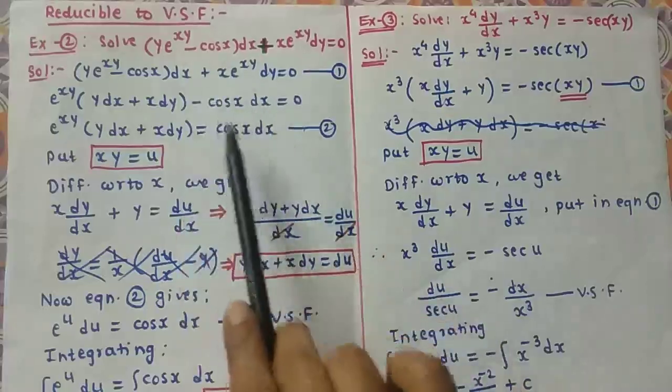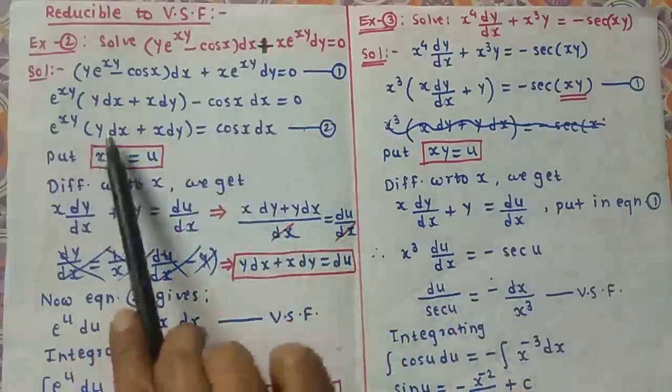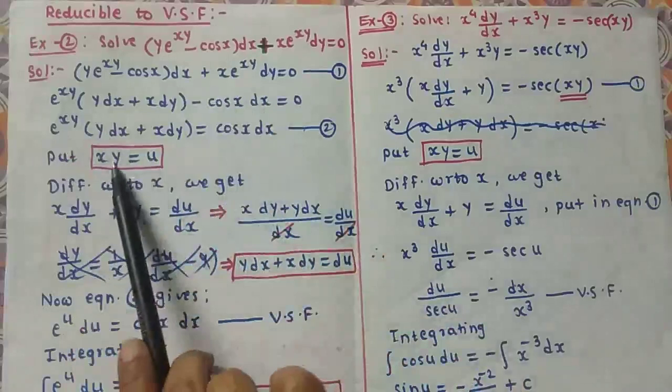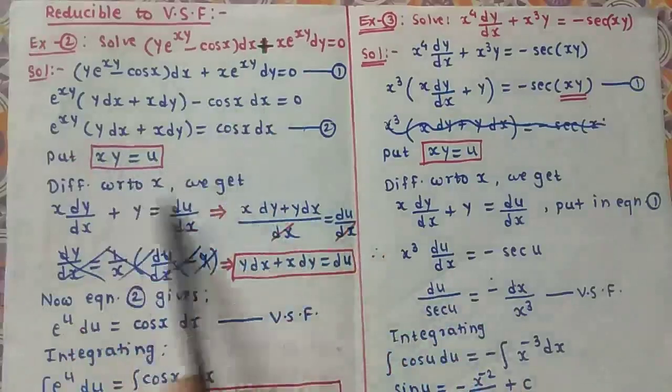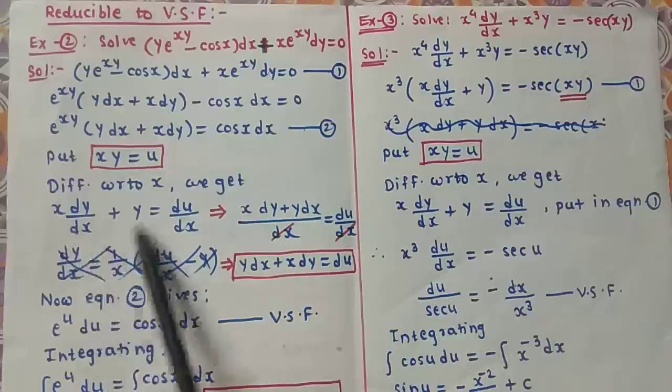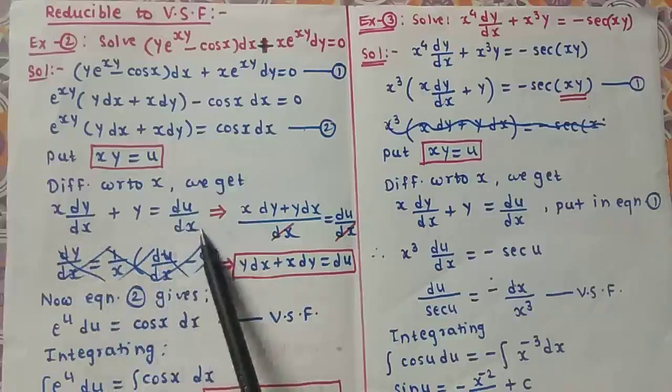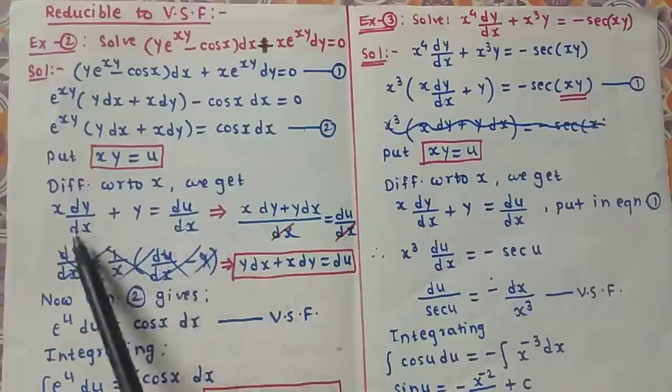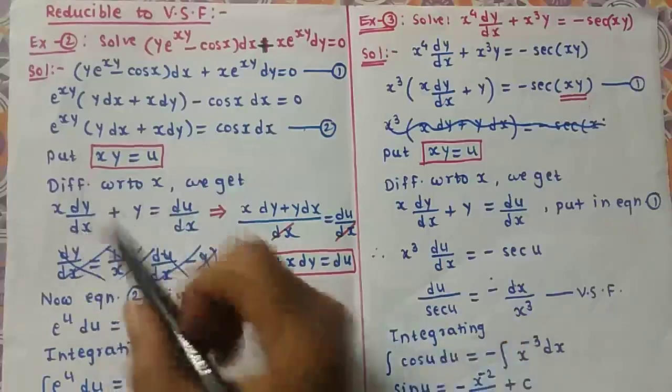Right. Now we use substitution. So we put xy equals to u. Now differentiate with respect to x. So we get x dy by dx plus y equals to du by dx. Now we use cross multiplication.